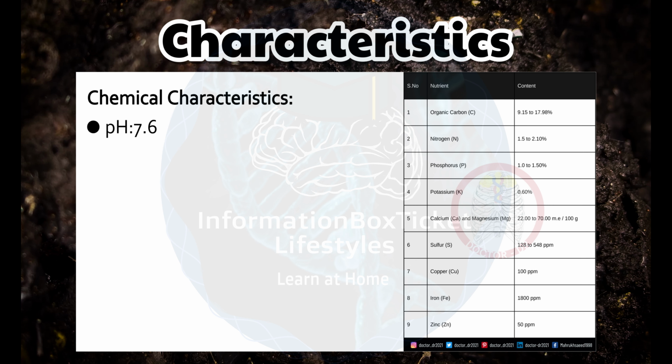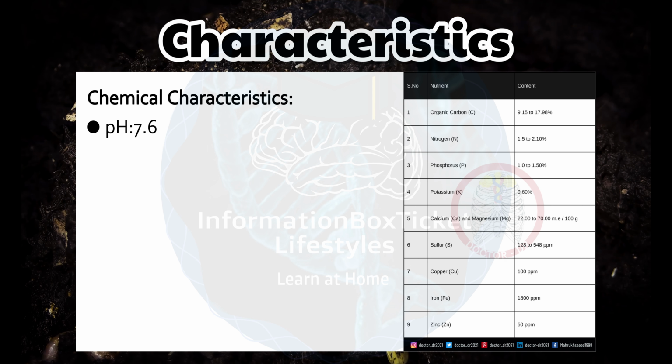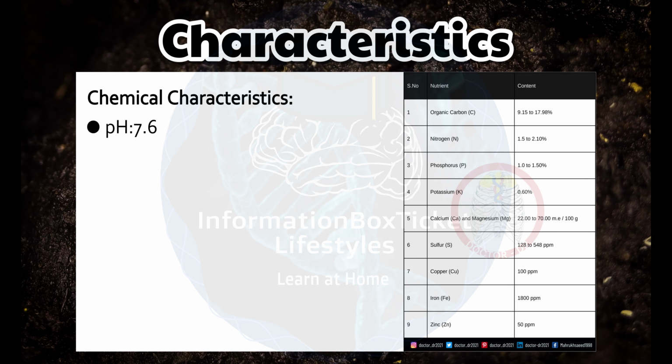Organic carbon ranges from 9.15 to 17.98%. Nitrogen is found between 1.5 to 2.10%. Phosphorus content varies from 1.0 to 1.50%. Potassium is present at 0.60%. Calcium and magnesium range from 22.00 to 70.00 milliequivalents per 100 grams of soil.